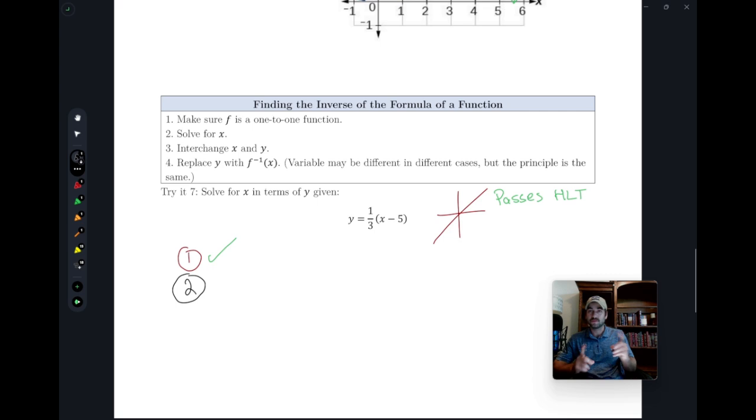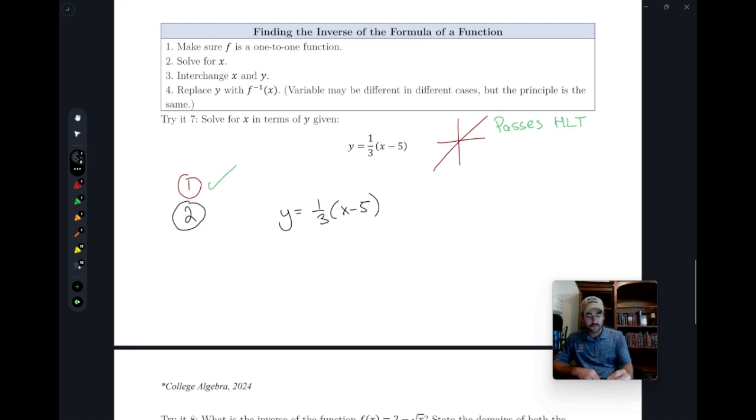Step 2, solve for x. Usually we're getting y by itself, but now we're going to try to get x by itself. So right now we've got y equals 1/3 x minus 5. Maybe we'll move that 1/3 over and go 3y equals x minus 5. Maybe we'll even move that minus 5 over, and we'll get x equals 3y plus 5. That's step 2. Step 3, swap x and y, and now we'll get back into y equals form. So we're going to swap those two in the green step: y equals 3x plus 5.